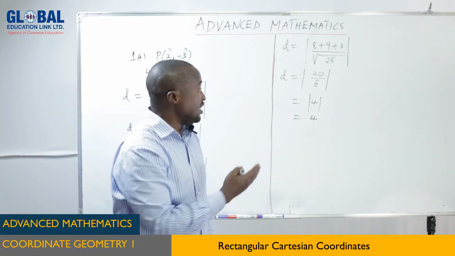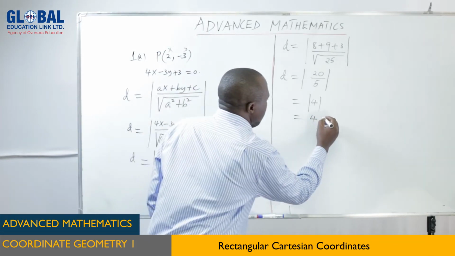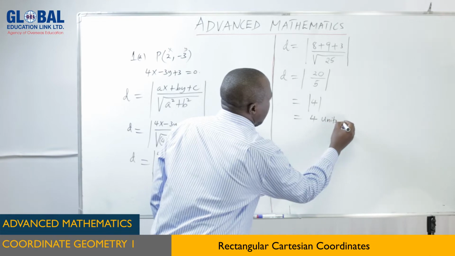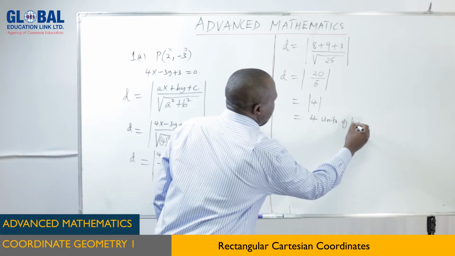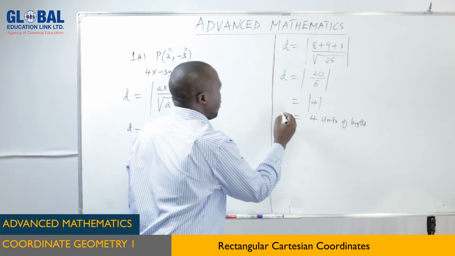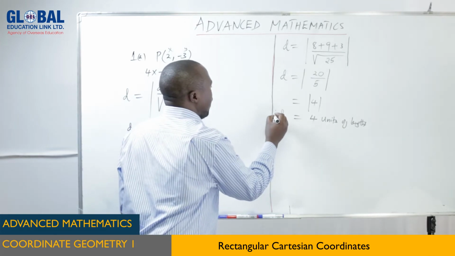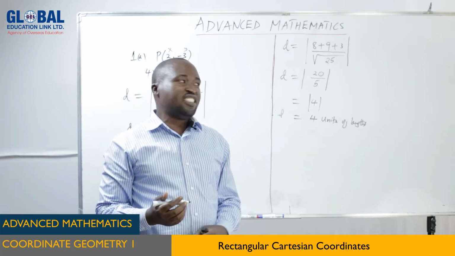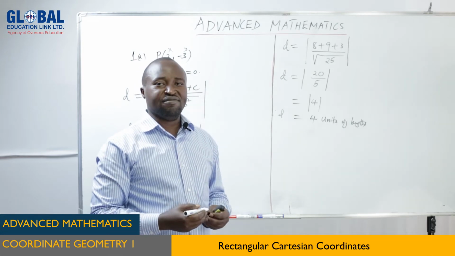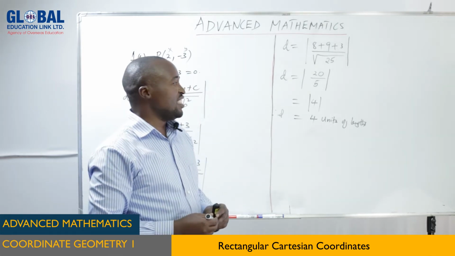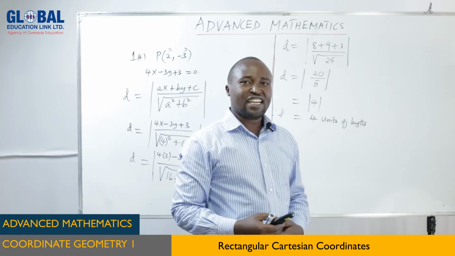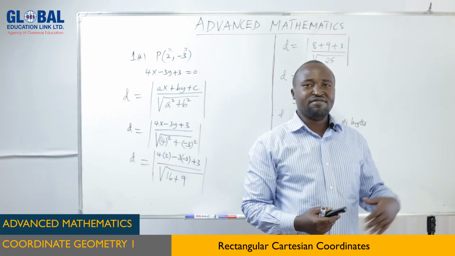So 4 is the distance, and it will be in units of length. That is how to find the shortest distance for our question. My dear student, let us proceed with the second review question, that is 1b.